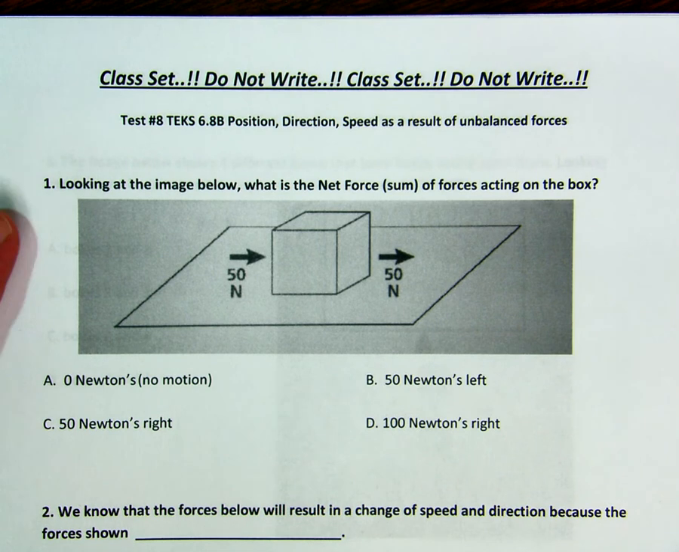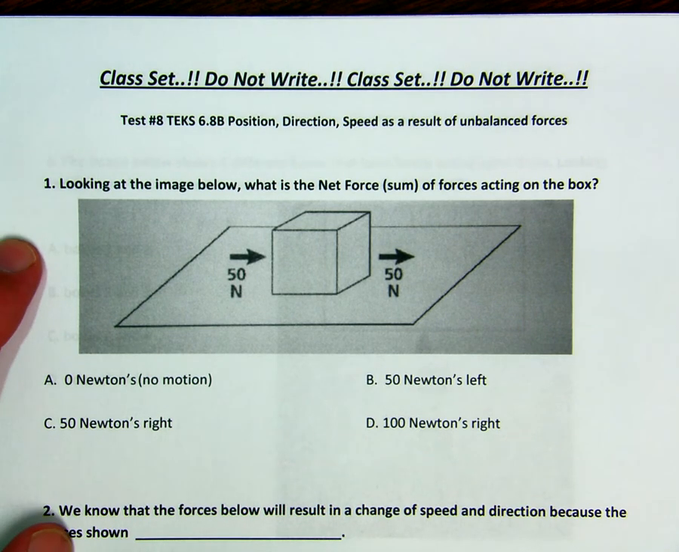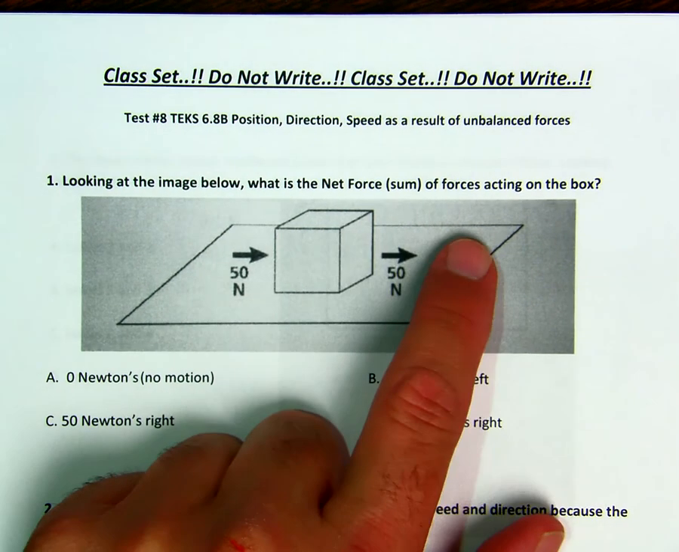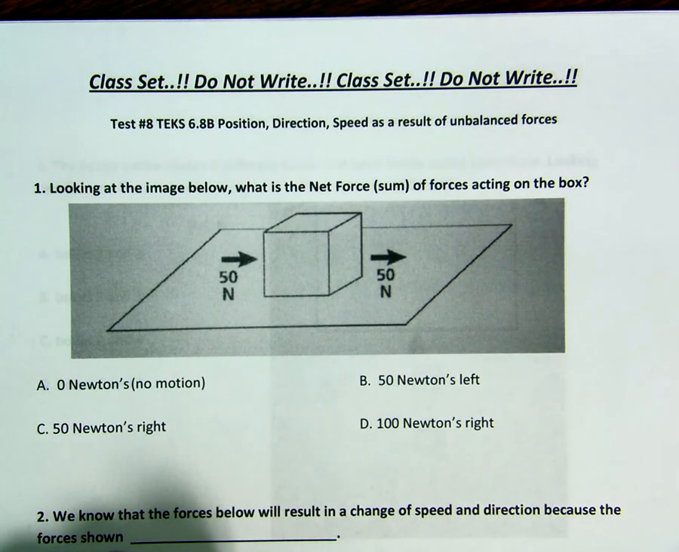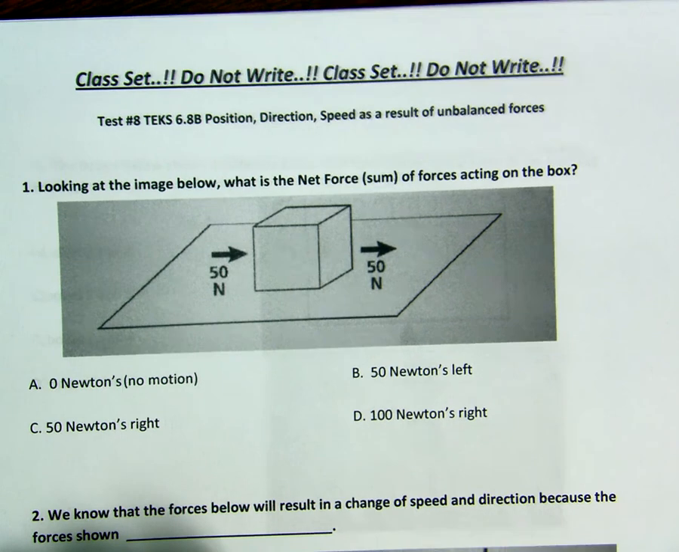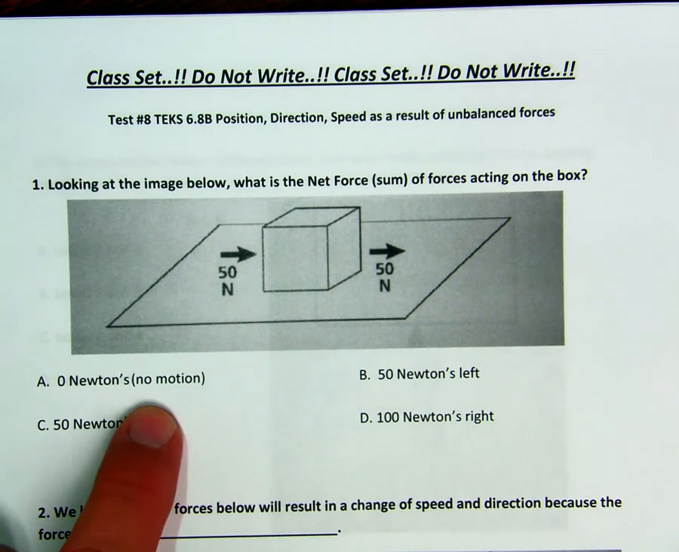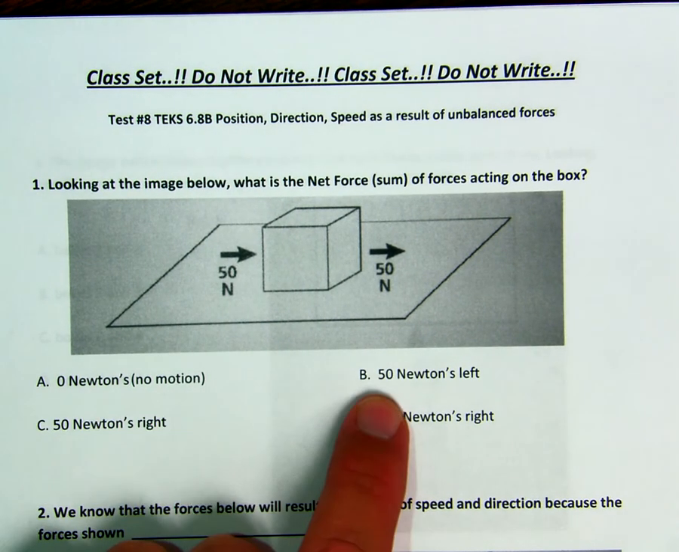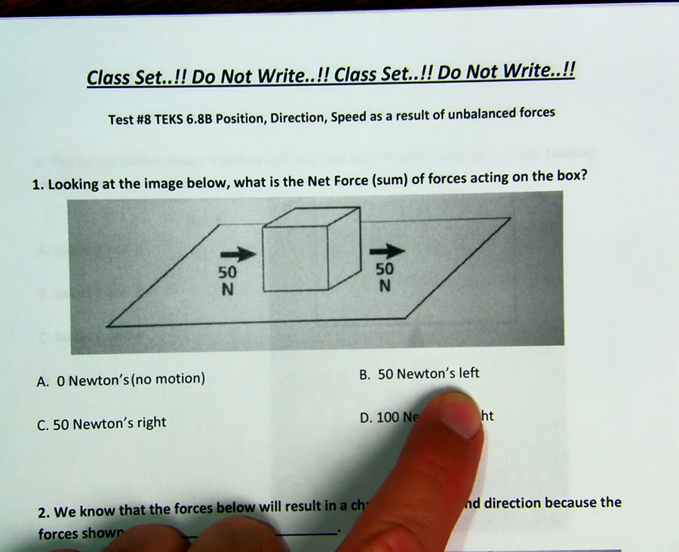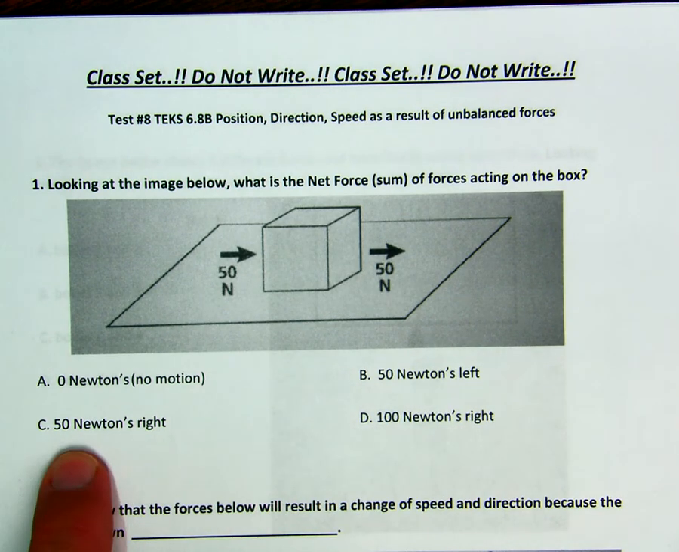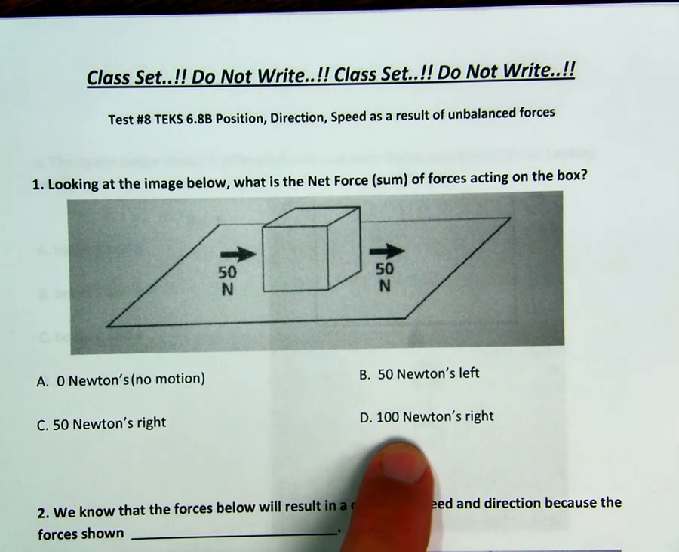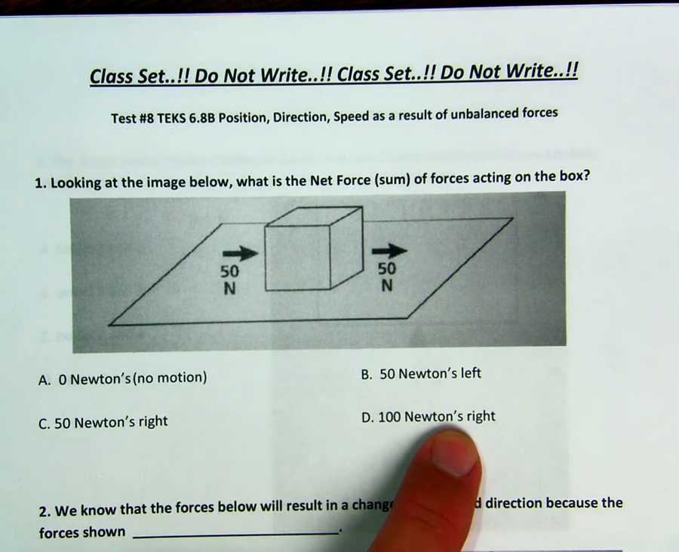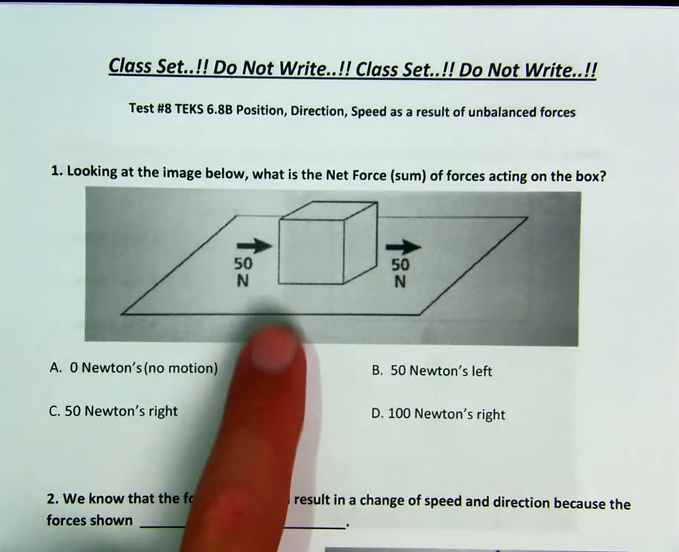Looking at the image below, what is the net force, which is the sum of the forces acting on the box? Notice the direction of the arrows and the strength of the forces. Is it A, 0 newtons, so no motion, B, 50 newtons to the left, C, 50 newtons to the right, or D, 100 newtons to the right? Looking for the net force acting on this box.